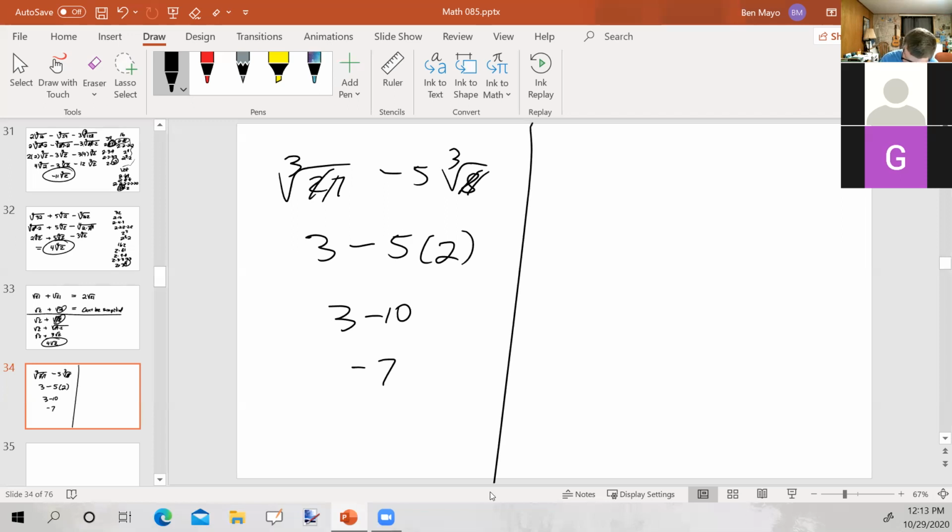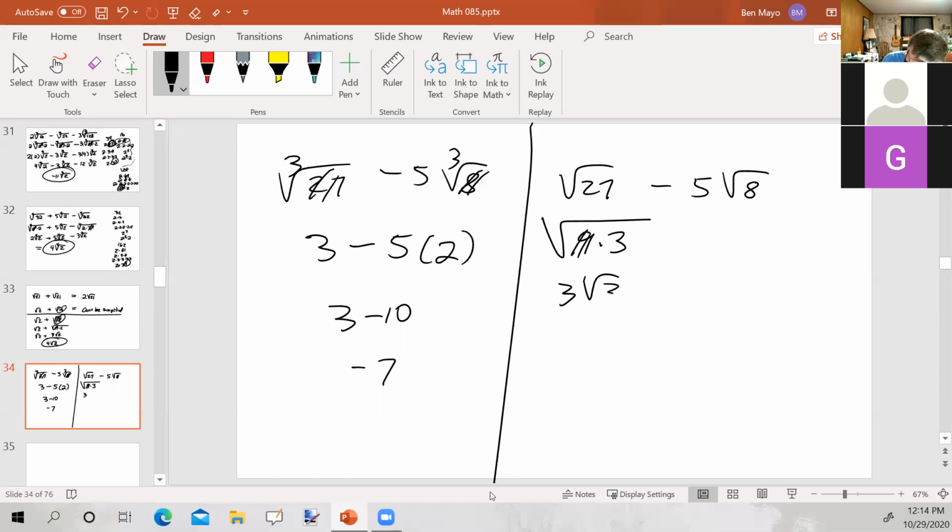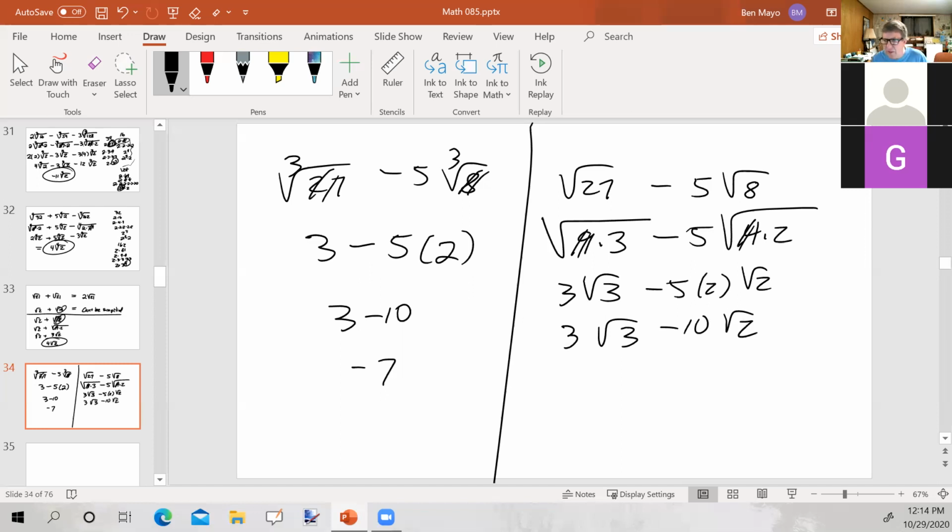Let's take a look at this. Square root of 27. 27 is 9 times 3. Square root of 9 is 3. So we get 3 square roots of 3. Square root of 8. 8 is 4 times 2. So this would be minus 5 times 2 square roots of 2. You following? Yes. And I can't do anything more with it because they're not like radicals, are they?